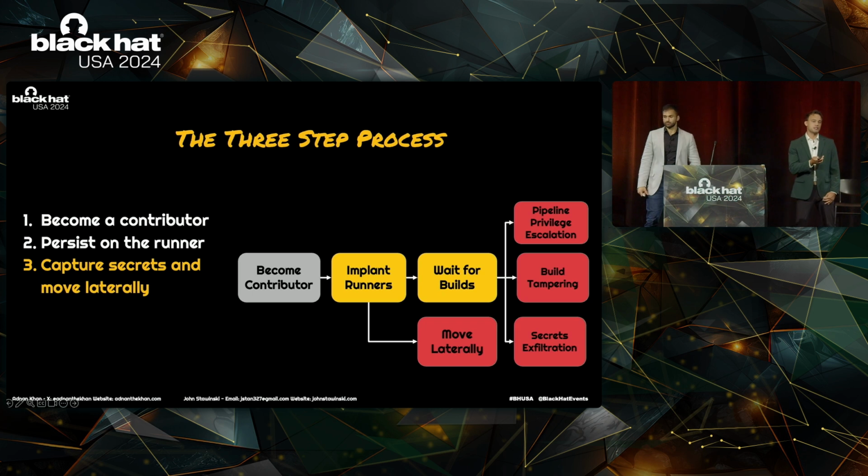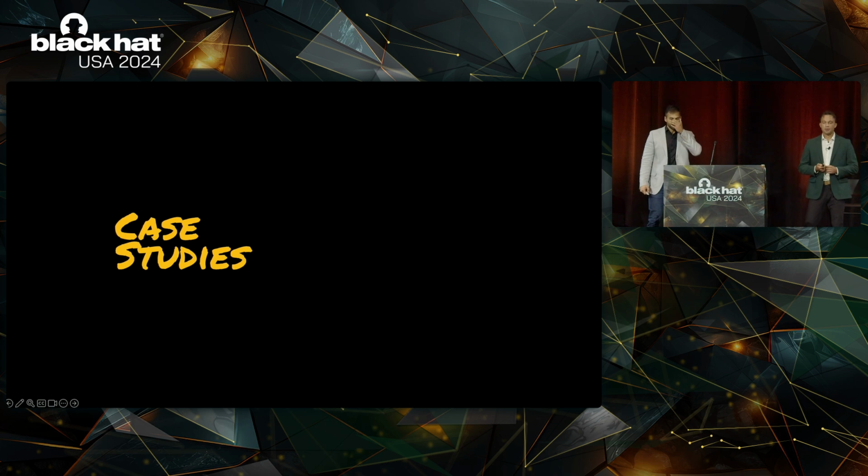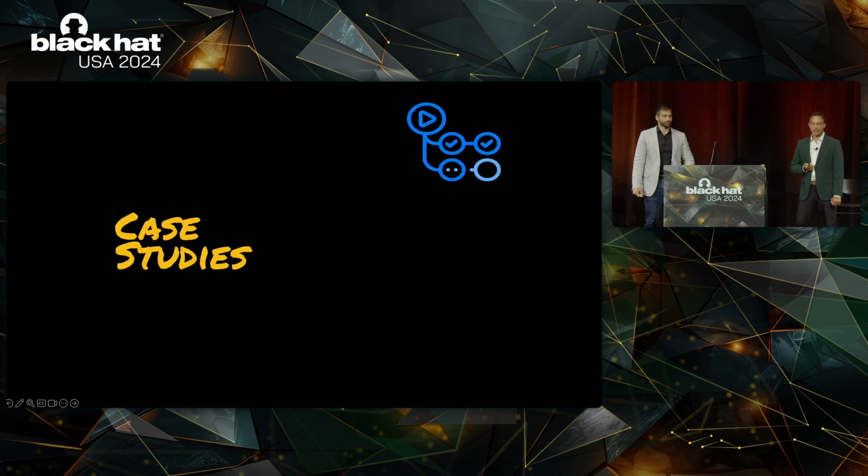This is the most important step. It's where we spent most of our time during our research. This is how you take trivial runner RCE and turn it into a complete supply chain compromise. We mentioned this earlier, but we are going to cover 3 case studies during this talk. They're each real live exploits.